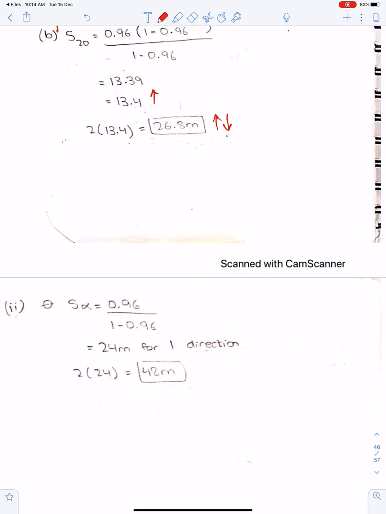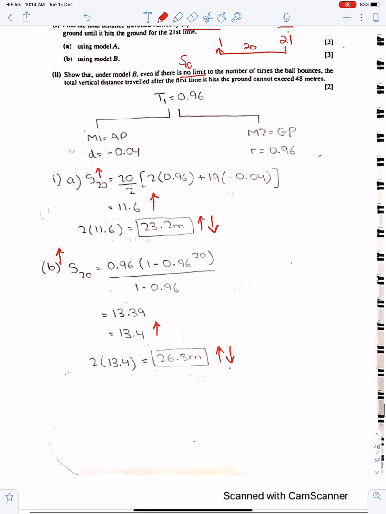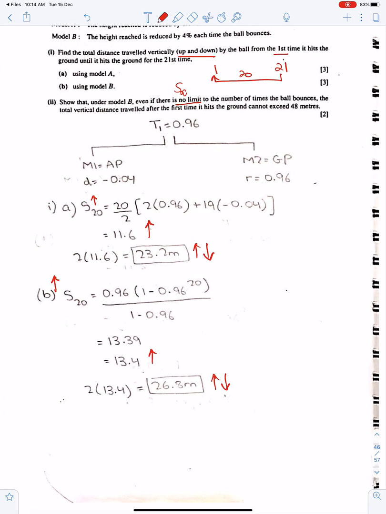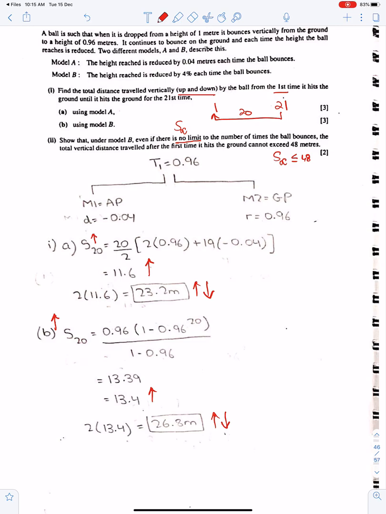So 24, this is the total upward distance and we need both upward and downward. So multiply this by 2. S infinite is 48. We had to show S infinite is 48. We had to show this thing in fact. Let me tell you, reduced by 4% means R is 96%, which is 0.96.